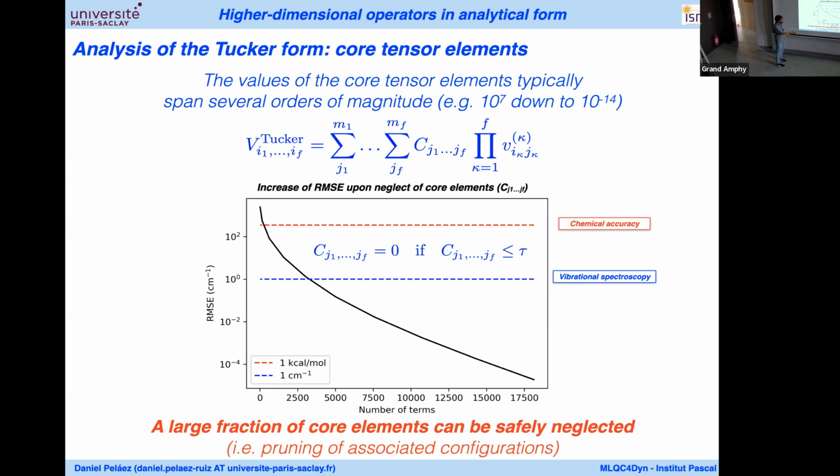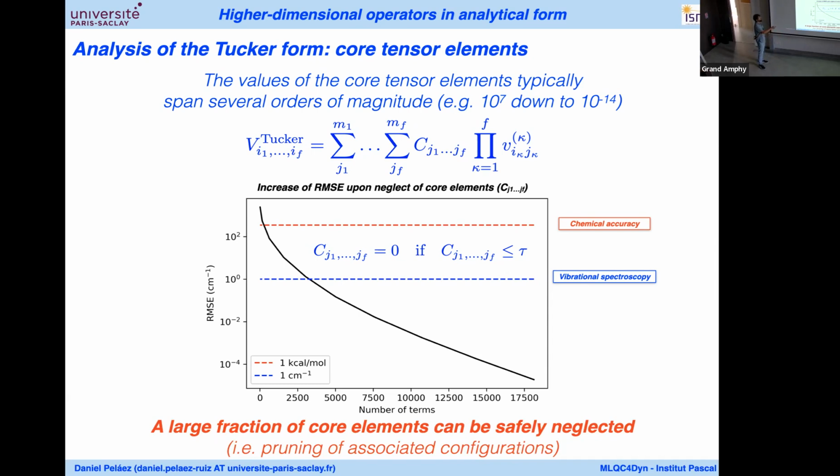Out of these 20,000, you see this logarithmic scale. You start making zeros. You set up a threshold: if the value is lower than that, zero, zero, zero. You see that to get vibrational spectroscopy accuracy, you need only a few thousand terms. Out of the 20,000, a few thousand terms is a very good ratio. And if you want chemical accuracy, you need just a few tens, 100, something like that. So these are the good news.